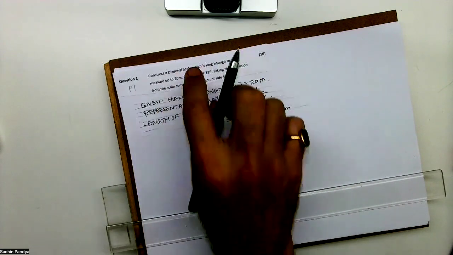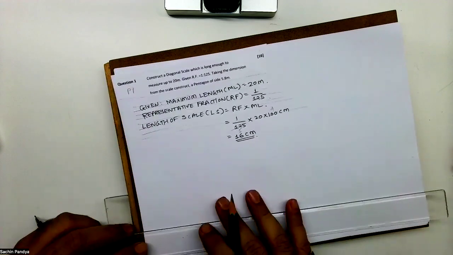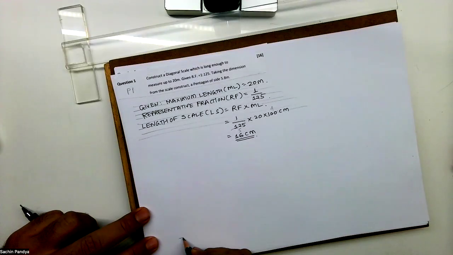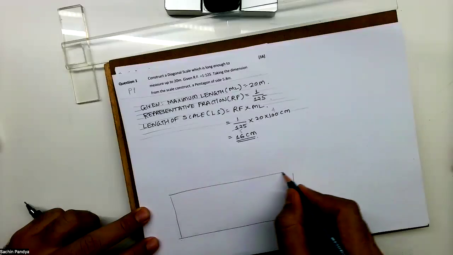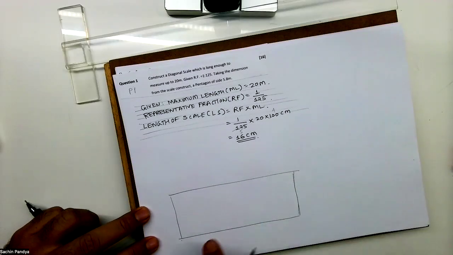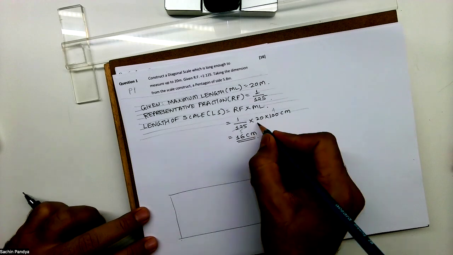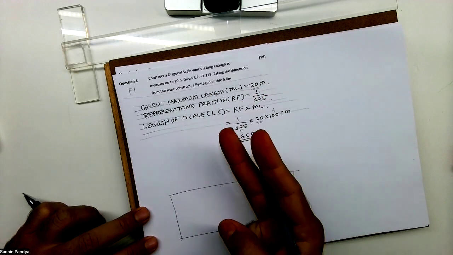Now what do we need to draw? We need to draw a diagonal scale. So I will draw a 16 centimeter long line, and I will take height 5 centimeter. This height would be 5 centimeter or 50 millimeter. Now in how many parts will I divide? I will divide according to maximum length. What is my maximum length over here? 20 meter, right? So we'll divide into 2 parts.